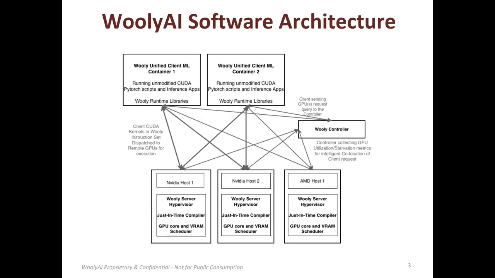Wooly Controller. This is the router component of the WoolyAI solution. The controller receives execution requests from all the Wooly Client ML containers. It then queues them and finds the best matching GPUs in the GPU cluster to execute, ensuring maximum GPU utilization across the cluster. Wooly Server. This module runs on all GPU hosts, which can be Nvidia or AMD. The Wooly Server dynamically allocates compute cores and VRAM for each GPU across multiple concurrent jobs.